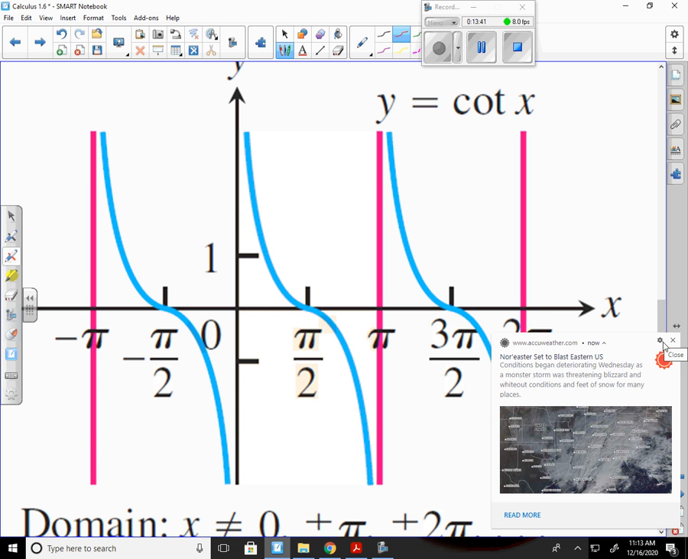So for the cotangent, oh man, we're going to have a nor'easter set to blast eastern U.S.